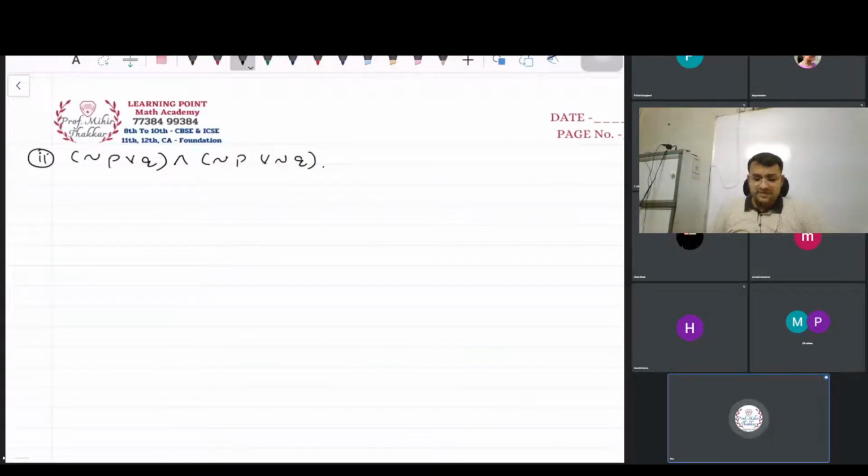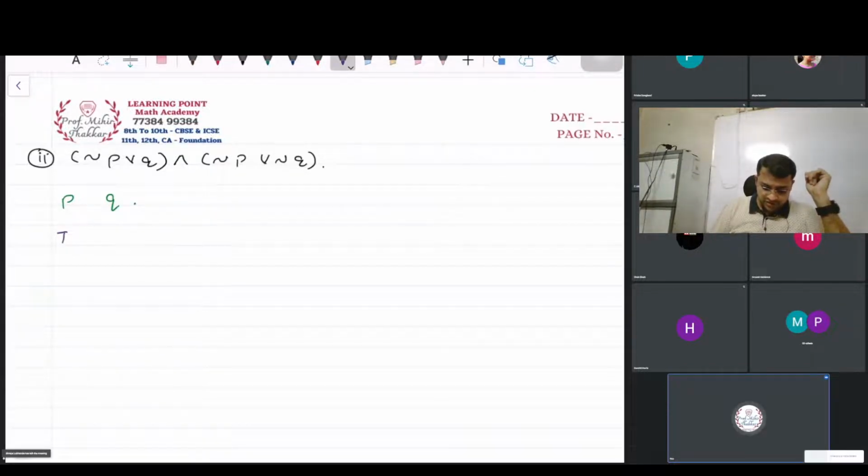Now the second question over here. I can see that there are only two basic statements. What are the two basic statements over here? It is just P and Q. So let me first of all write the values of P and Q over here. P and Q, they are my basic statements. The truth values inside them have to be T, T, F, F. Here it will be T, F, and T, F.